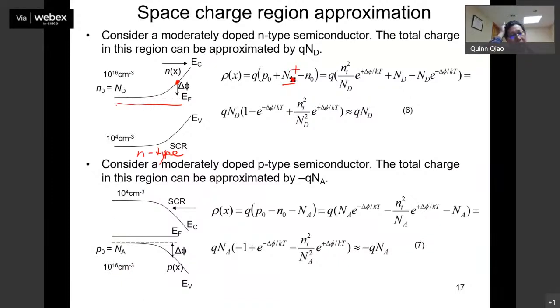Plus. And then the p0 is also positive charge. That's basically the minority carriers in the N-type, right? And then you have electrons, that's the majority carrier, right? That's n0, right? n0 is the majority carrier, okay?